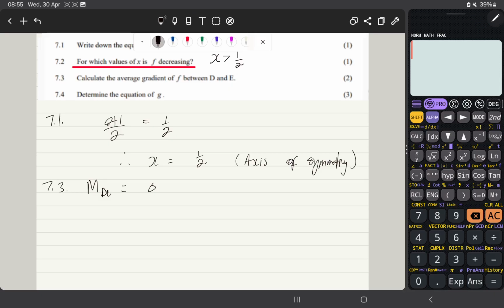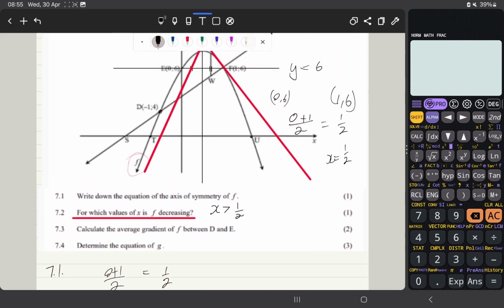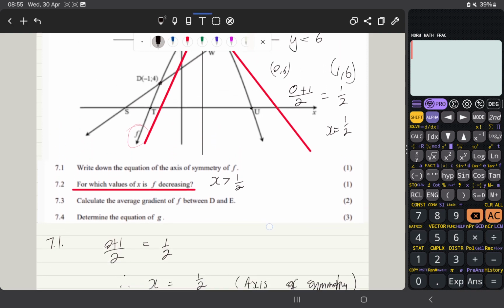So the formula is change in y all over change in x. And remember, by change in y over change in x, I said that this can be y1 minus y2, but remember the denominator will be x1 minus x2, or it will be y2 minus y1, and the denominator therefore x2 minus x1. You could use any of those formulas, you're going to get the right answer, right? So the points are D and E, that's okay.